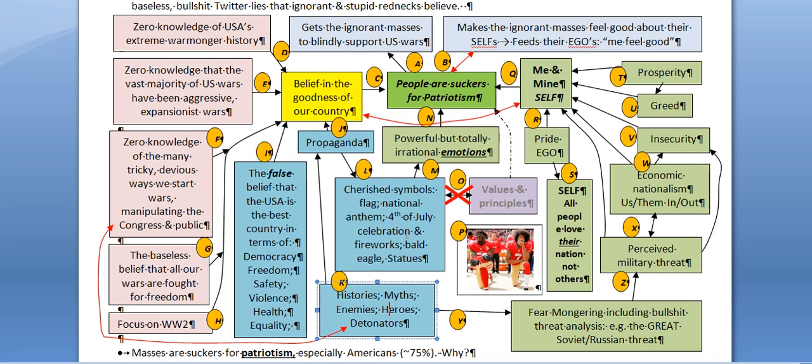Bald eagle. Any damn statue or monument. In my opinion, they're empty and hollow. They're just symbols, right? And too often, they go directly against our values and principles. You know, they get you to support our wars. So many of our wars go directly against our values and principles.